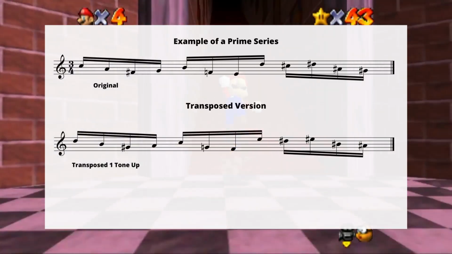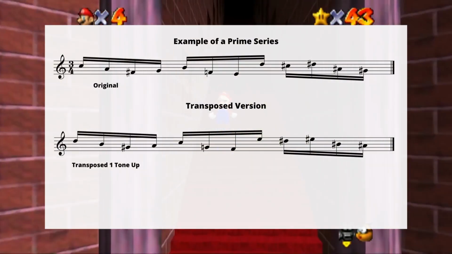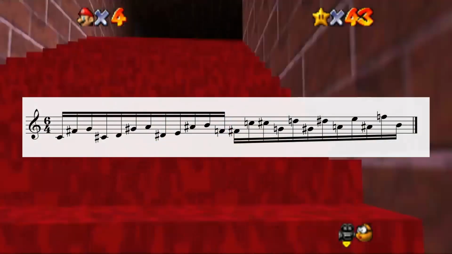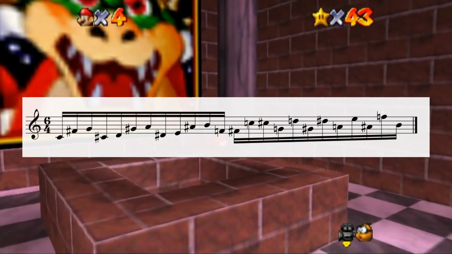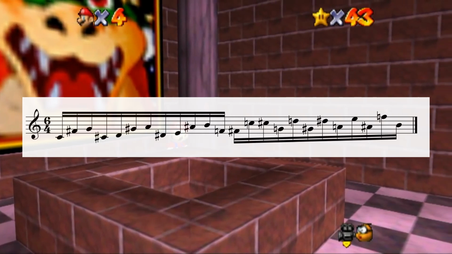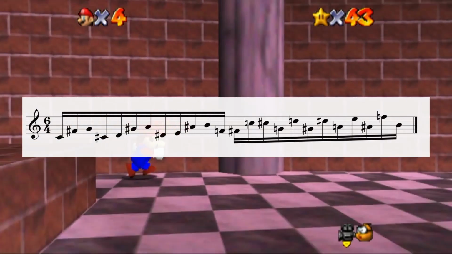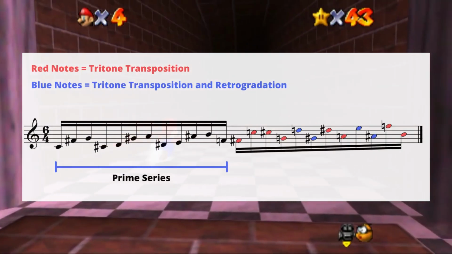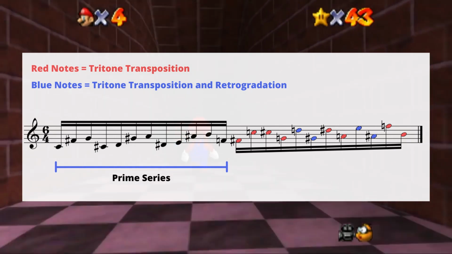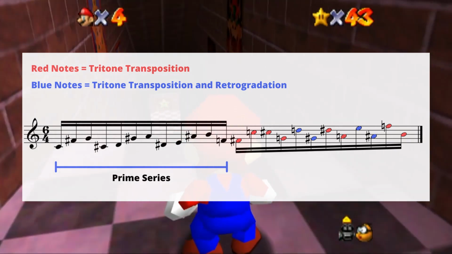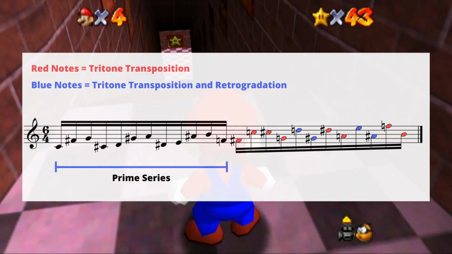Also, we can have transposition. In this case, the second series of 12 notes has a transposition of a tritone. The prime series started in C, and this series starts in F sharp. But we have some other changes along the way. We can analyze the transformation in two different ways.